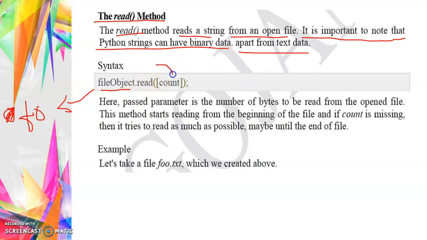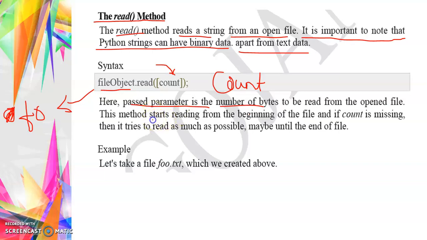In that method there are some parameters. The parameter is count. Count is the parameter of this read function, right? The passed parameter is the number of bytes to be read from the opened file. So count means the number of bytes to be read from the opened file.